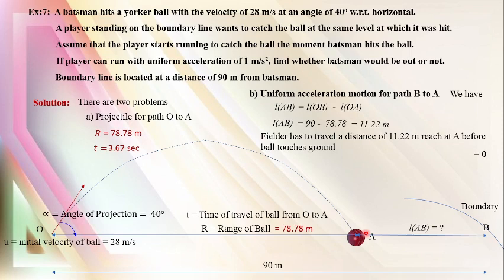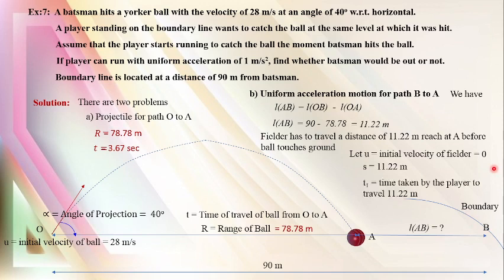So for that purpose we are going to take the first kinematic equation, where the initial velocity of the fielder will be equal to 0, because before hitting the ball the fielder was standing at rest. The moment the ball was hit, he moved with a uniform acceleration of 1 meter per second square. So here S is equal to 11.22 meter, and we need the time taken by the fielder to travel this distance. Acceleration is already given as 1 meter per second square.